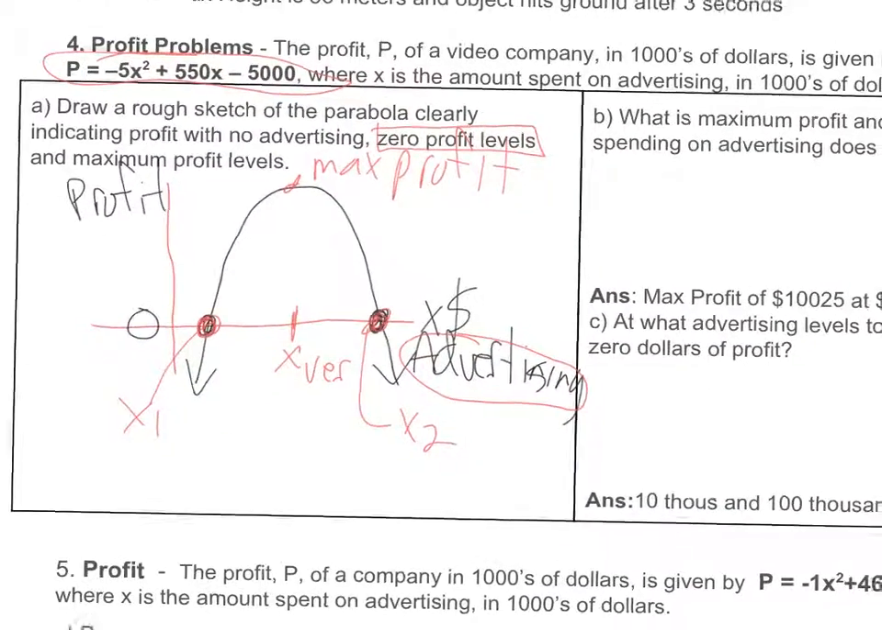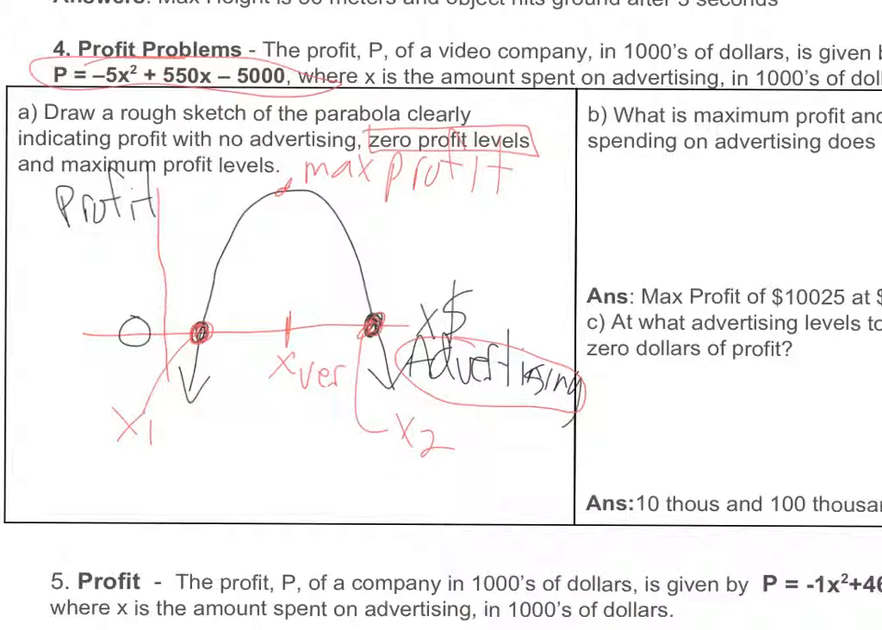For this one, you're just going to go 0 equals negative 5x squared plus 550x. And again, get the x value of the vertex and the y value of the vertex. Then the answer is right there: the maximum profit is the y value, and the x value tells you the advertising level. Okay, folks?